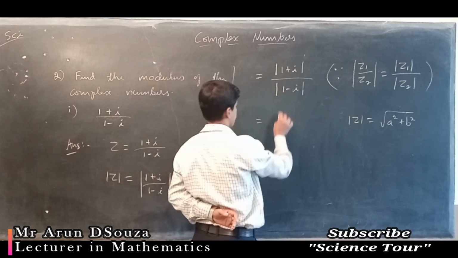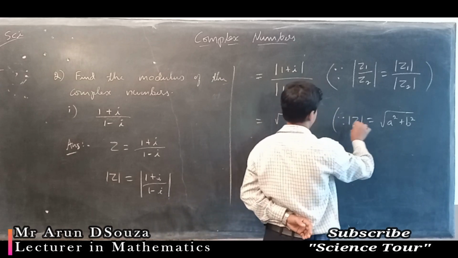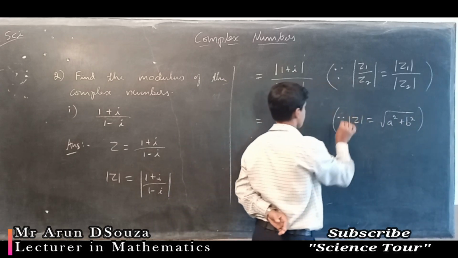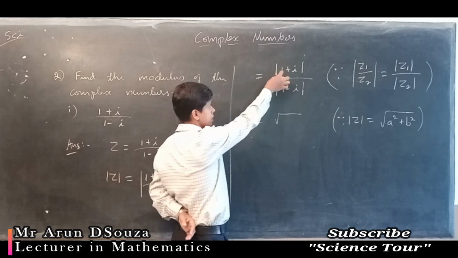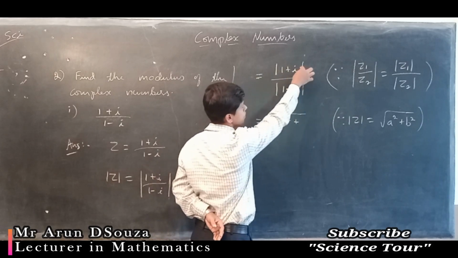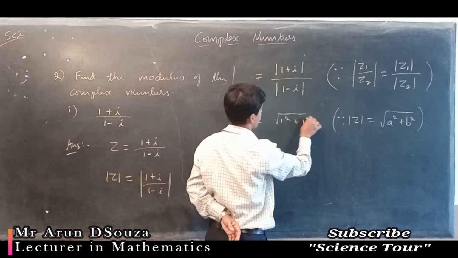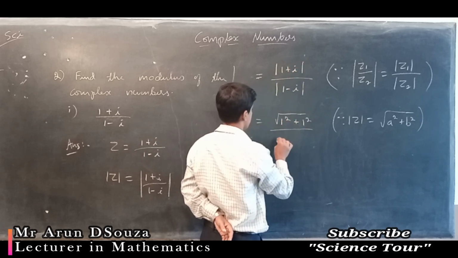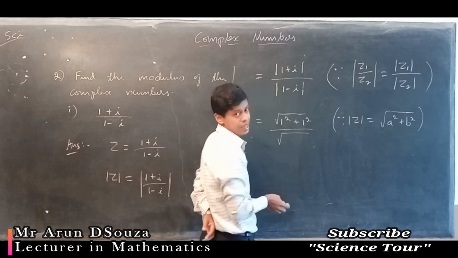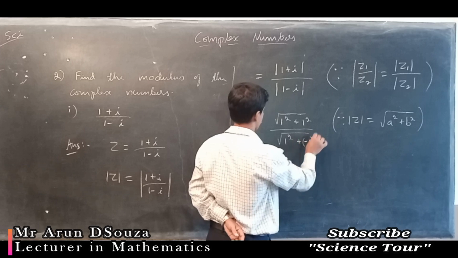Now what is a square? A is 1, so 1 square, plus ib, a plus ib, so b is also 1 here, divided by square root of, here a is 1 but b is minus 1.